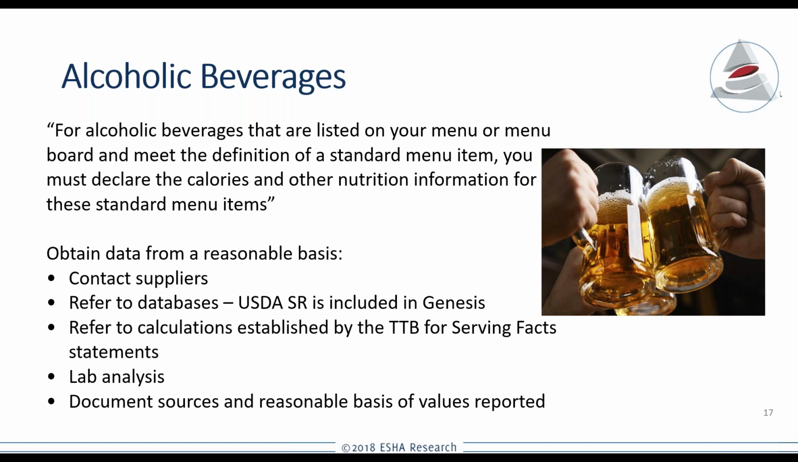So if your supplier provides you with calories, you might have them confirm other nutrient content and confirm insignificant or zero values if they can. As part of the reasonable basis definition for nutrient information reported, the guidance mentions that there are several acceptable methods to determine nutrient content of foods for menu labeling. These include using database information, specifically the USDA SR data, and that's included in Genesis. Calculation methods established by the Tax and Trade Bureau, obtaining lab analysis, or using other reliable means to arrive at your values.